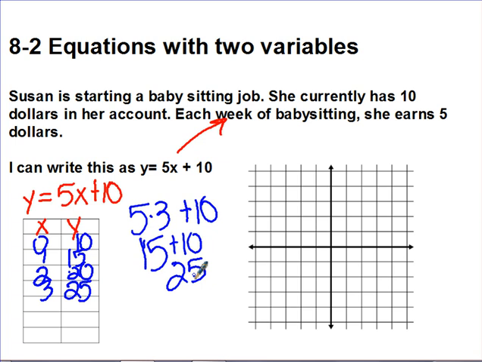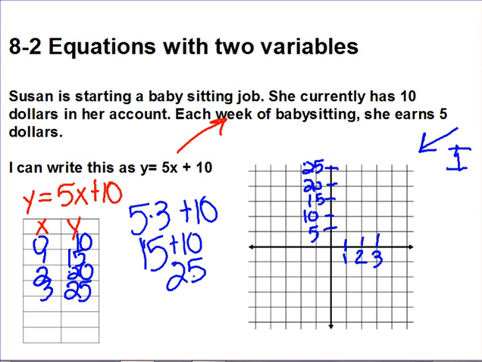Since these are all positive numbers, our entire graph will be here in quadrant 1. I'm going to count these by 1, 2, 3, and we're going to go ahead and count our y's by 5s. 5, 10, 15, 20, and 25. Now it becomes very simple to graph this t-table.